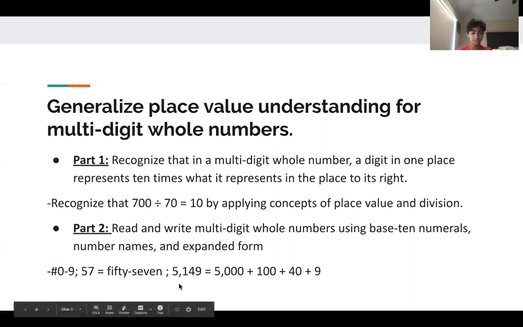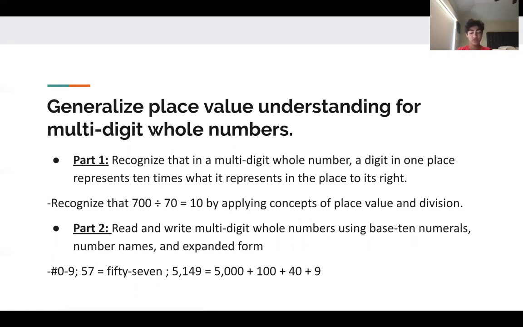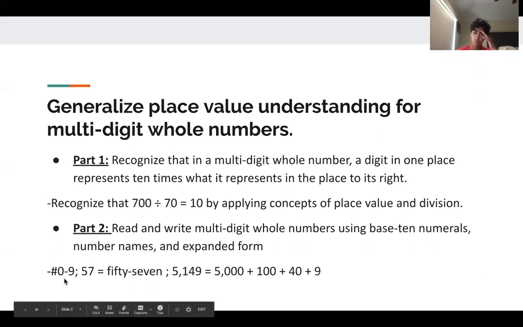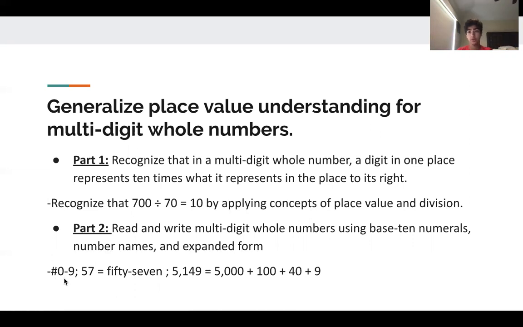So we're looking right here. Since 5 is in the thousands place, you put 5,000. Since 1 is in the hundreds place, you put 100. Since 4 is in the tens place, you add 40. And since 9 is in the ones place, you simply add 9. Now, these other things on the left, you see numbers 0 to 9. That is simply telling you what base 10 numerals are. Base 10 numerals are just the numbers 0 through 9. As long as it's a single digit number, it's a base 10 numeral.